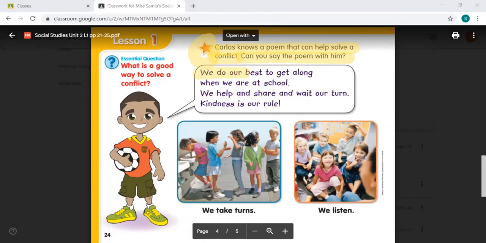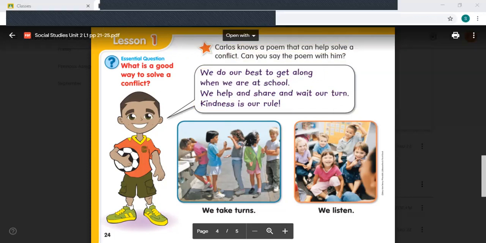We do our best to get along when we are at school. We help and share and wait our turn. Kindness is our rule. All right, so that is a poem about rules, right?